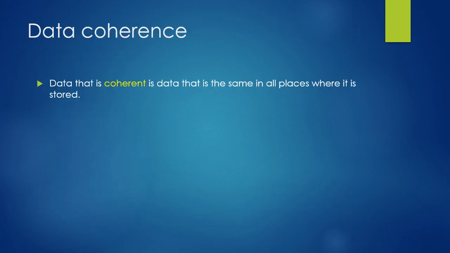Data coherence. Data that is coherent is data that is the same across the network. Data that is coherent is data that is the same in all places where it is stored. If there are more than one copies of data, all contain the same value.